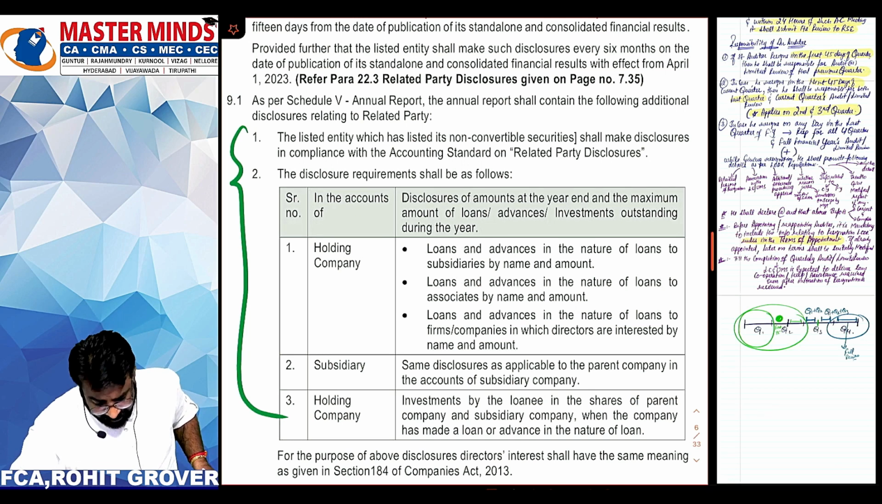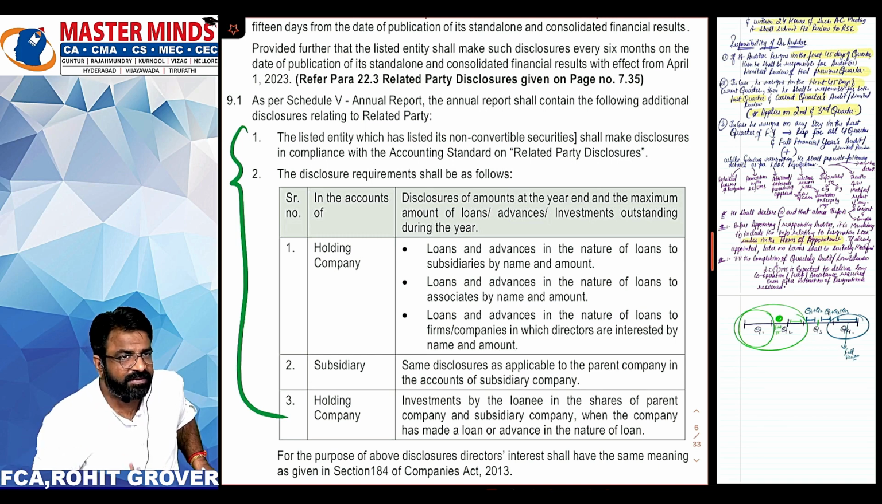Holding. In the books of subsidiary company, what we have to do? Same disclosures as applicable to parent company in the accounts of what? Subsidiary. And holding company के investment by the loanee. Who is the loanee? Loanee क्या होता है? ये तो first time सुना मैंने. ऐसे loan, the one who is giving the loan is loaner, and the one who is taking the loan is loanee.